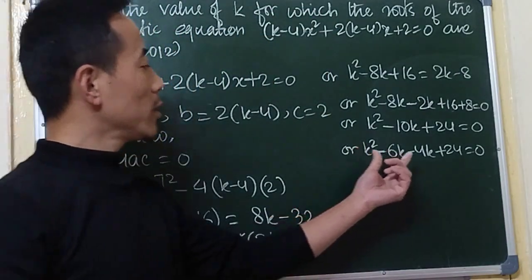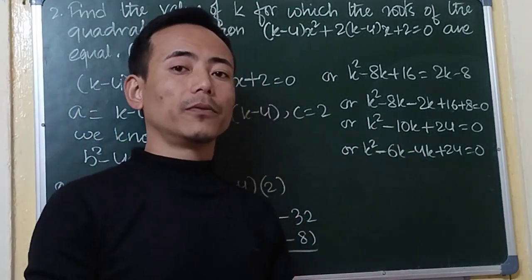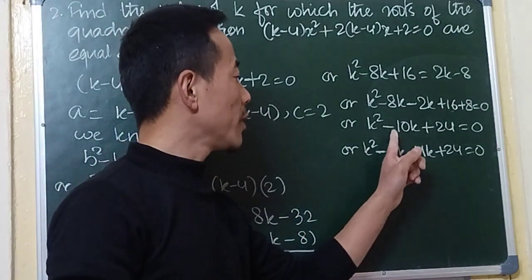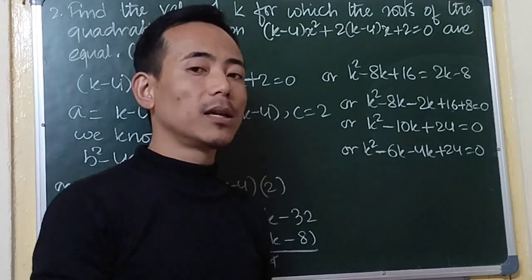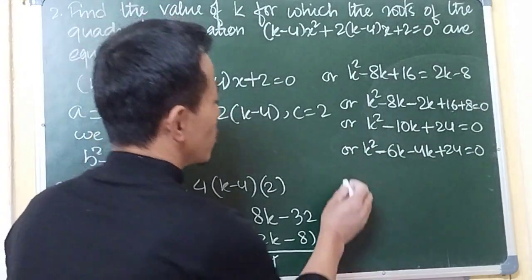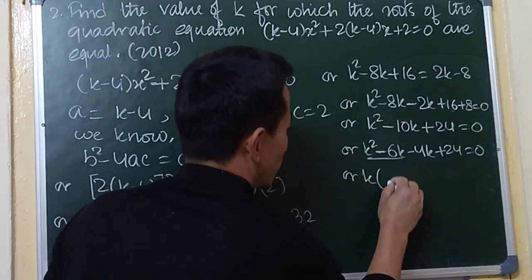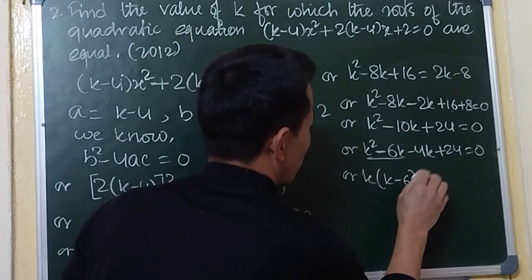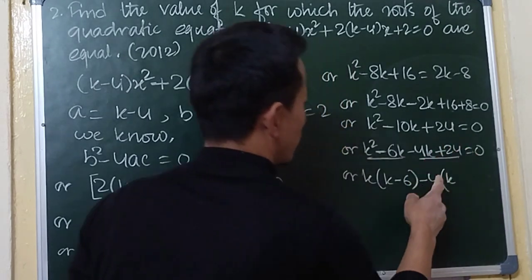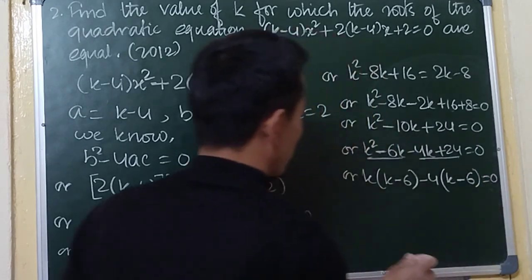Now if you have not understood this one, then I have done middle term breaking in the first video, that is part 1 of this chapter. So you can go and check how we got minus 10k as minus 6k and minus 4k here, how we have done this middle term breaking. Alright, so let's continue. So take common from these two terms, so this will be k minus 6. From here you will have minus 4 common, so k, since you have taken minus common, so this will be minus 6 here equals to 0.